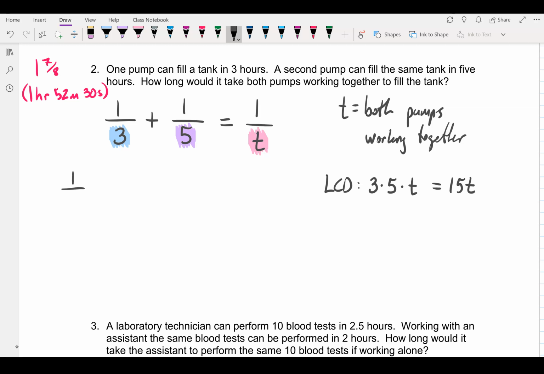So 1 over 3 times 15t. You could skip this step if you want to and just go straight to the answer. You can do it in your head, but not everyone is comfortable with that.